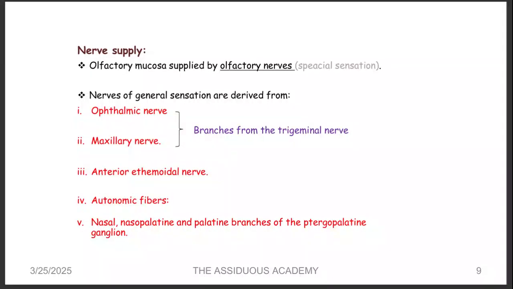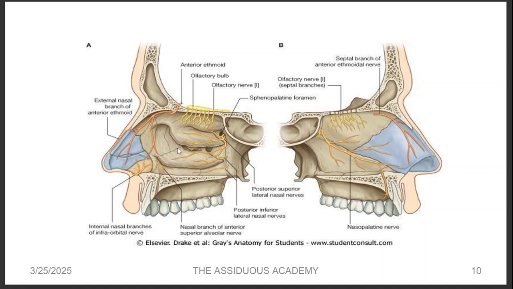So what is the nerve supply to the nasal cavity? The olfactory mucosa is supplied by the olfactory nerve. That's for special sensation, cranial nerve number 1. And then the nerves of general sensation will come from the ophthalmic nerve and the maxillary nerve, which are coming from the trigeminal. You also have the anterior ethmoidal nerve, the autonomic fibers, and then you have got the palatine branches of the pterygopalatine ganglion. So I've got what we call the pterygopalatine ganglion, which will give the nasal branches, the nasopalatine branches, and then the palatine branches. So these are the nerves that you can see here.